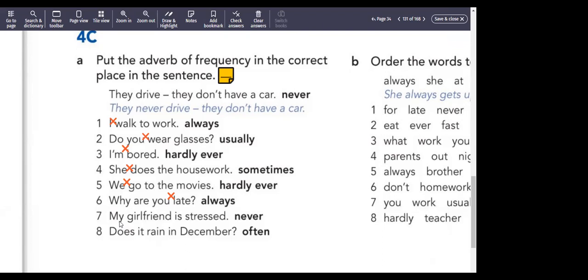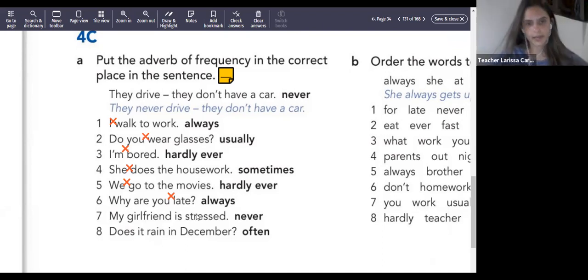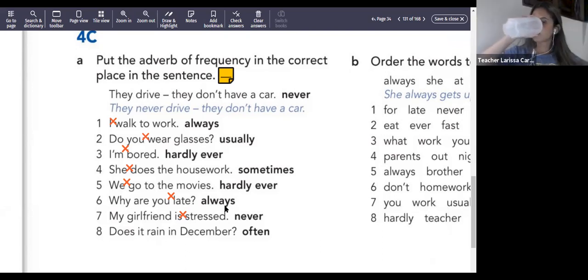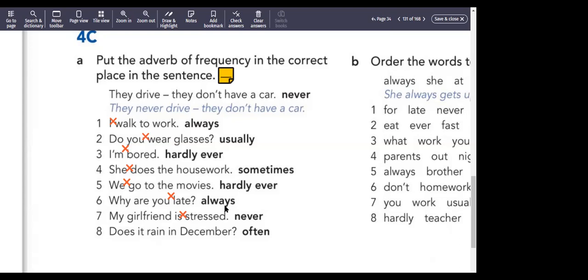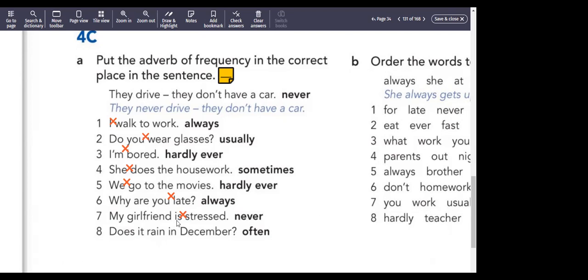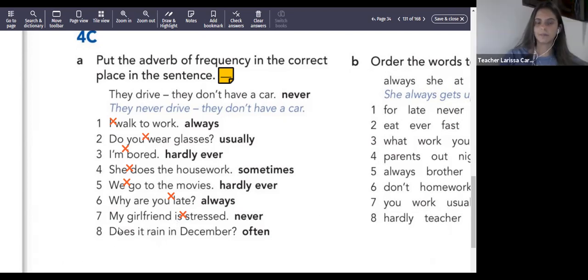My girlfriend is never stressed. Perfect. Why never? Because it's negative. Nossa, eu não tô lembrando. Look at this one. Is. Because of the verb to be. Great. Number 8.